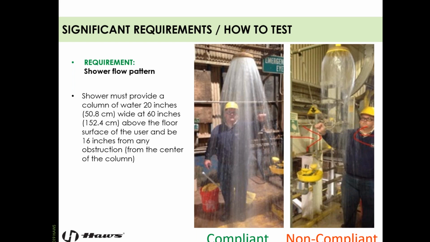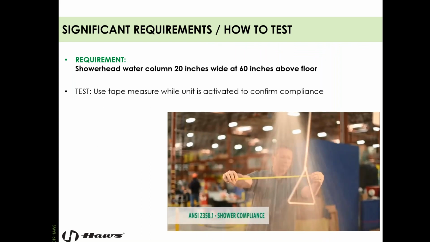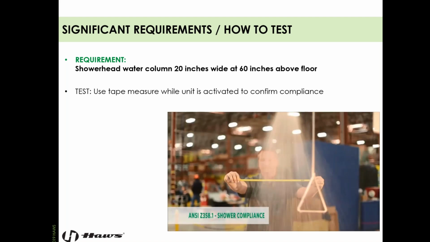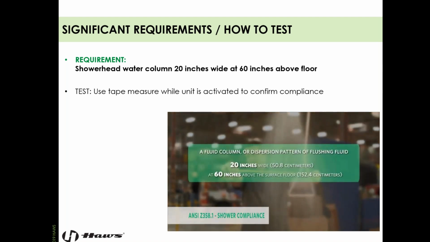The flow pattern also has to be clear of obstruction. So measure 16 inches from the center of the column because we need to fit into that column of water and that pattern. And sometimes the emergency equipment gets installed way too close to a wall, or there's piping running through the area and the shower head is too high and it cuts off some of the pattern. So we need to make sure that that's compliant. And here you go, good example. My buddy Bill, he's got the tape measure, measuring across the stream at 60 inches above the floor and ensuring that it's meeting that. So it's gonna cover your whole body is what we're ensuring.